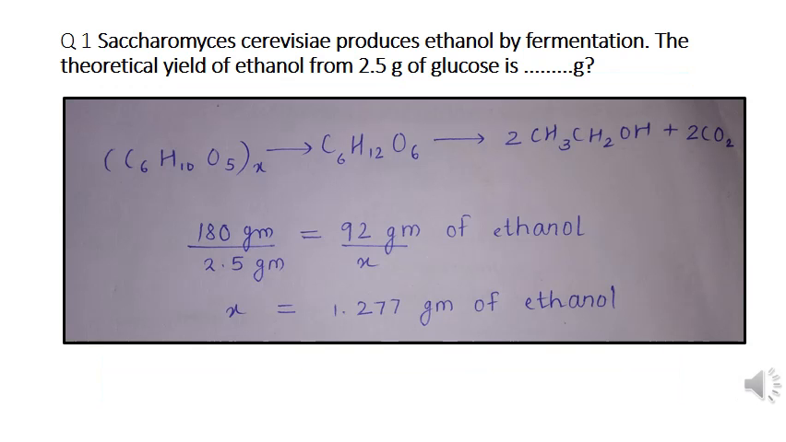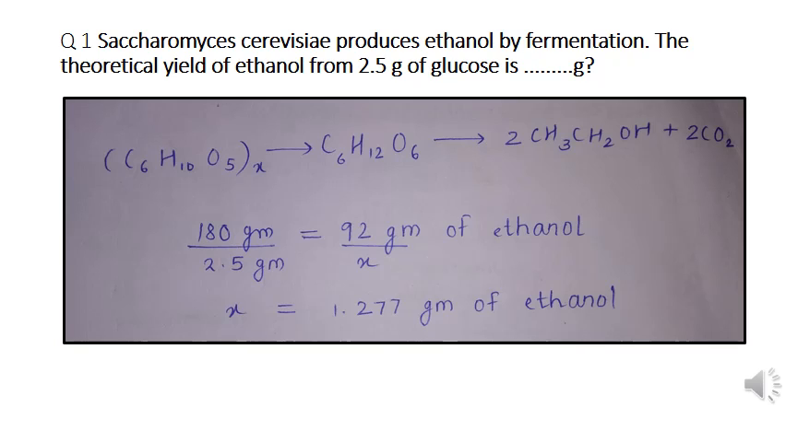So let us begin. Try to understand the first question. The first question is: Saccharomyces cerevisiae produces ethanol by fermentation. The theoretical yield of ethanol from 2.5 grams of glucose is dash grams.